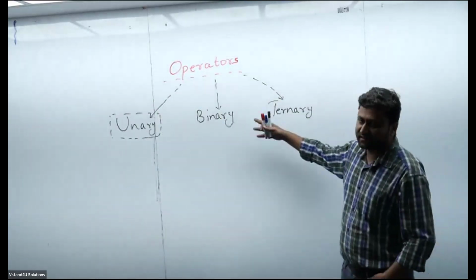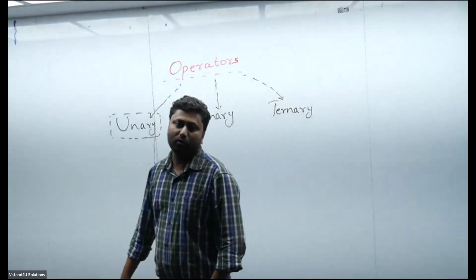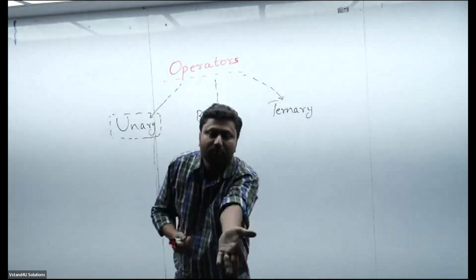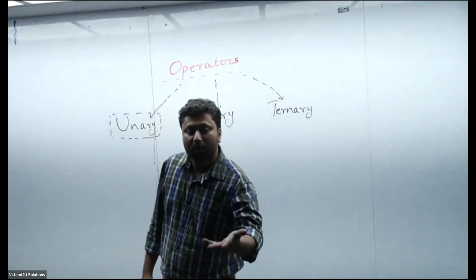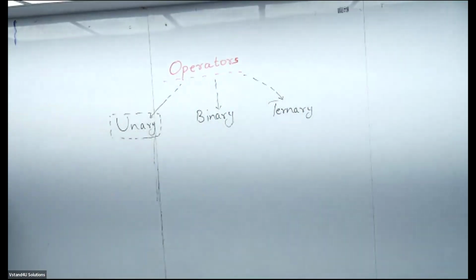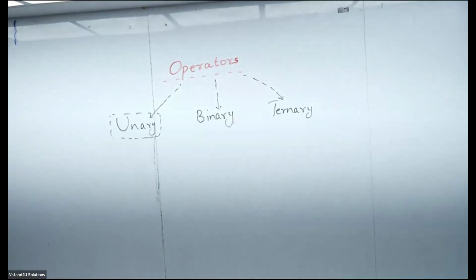How many are there? 3 are there. First one, unary. Unary operators are the operators those who work on only one operand. Quickly write it down.